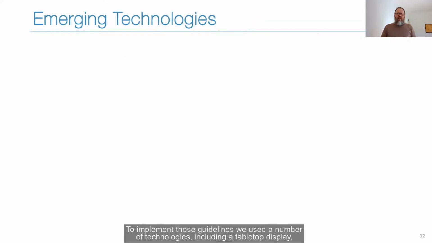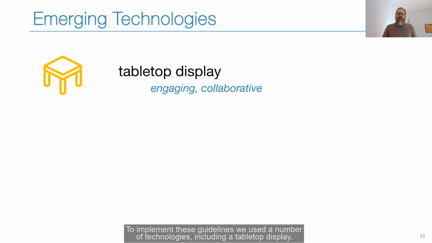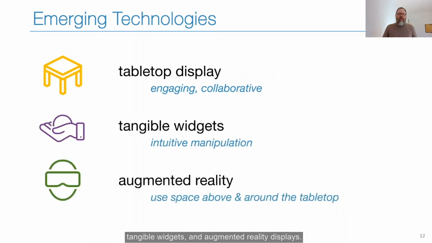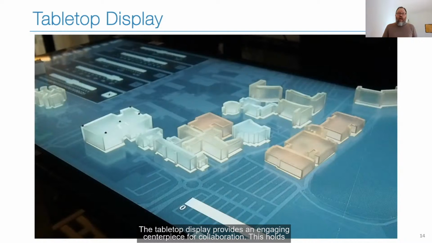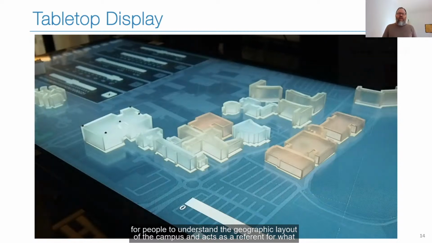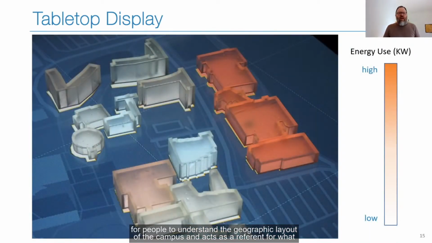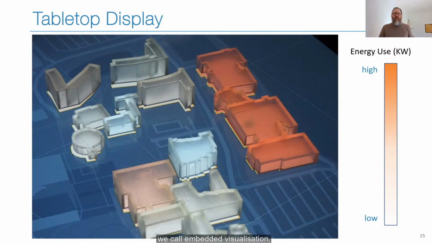So to implement these guidelines, we use a number of technologies that I mentioned: a tabletop display, tangible widgets, and augmented reality displays. The tabletop display provides an engaging centerpiece for collaboration. This contains an interactive model of phase 1 of the microgrid, which I showed. And this physical model provides a physical reference for people to understand the geographic layout of the campus, and acts as a referent to enable what we call embedded visualization.